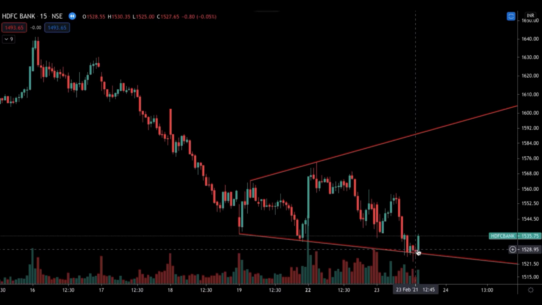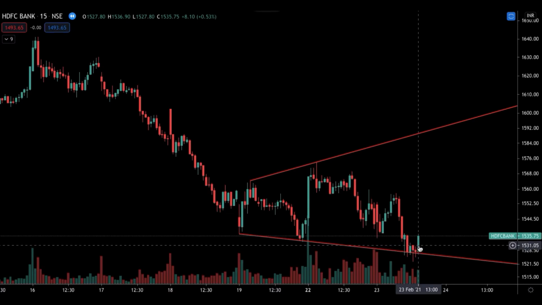Again touched the bottom, crossed it below but didn't close below it. Now it gave about 8 points above its trend line. Why just 8 points? Because this is intraday. In intraday, even 5 rupees in HDFC Bank matters.